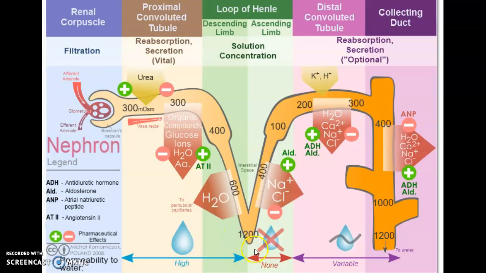Now, you'll see here as we go up the ascending limb of the loop and into the distal convoluted tubule, that there's no water reabsorption. It just so happens these cells are specifically designed to not allow water reabsorption, and so because of that, even though we're still reabsorbing ions at this point in time, you're not seeing the water follow. And so because of that, once again, the osmolarity starts to diminish and get lower.